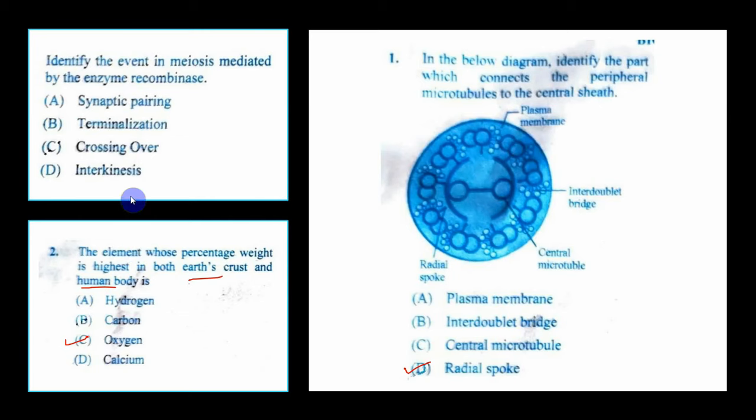So moving on, the third question we are having here is to identify the event in the meiosis that is mainly mediated by the enzyme recombinase. So recombinase enzyme is mainly required for the recombination process. The options are the synaptic pairing, that is synapsis, and next is the terminalization process. Next one is the crossing over, and finally the D option is the interkinesis. So the right option over here is the C, that is the crossing over.